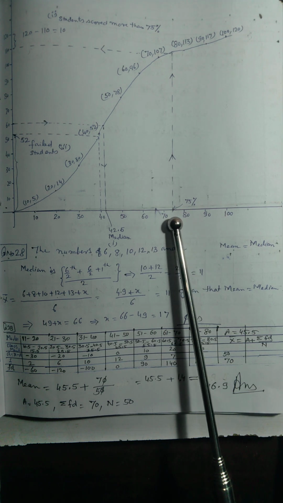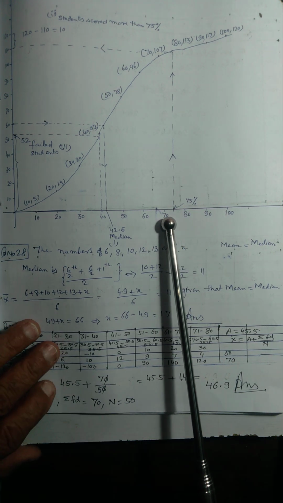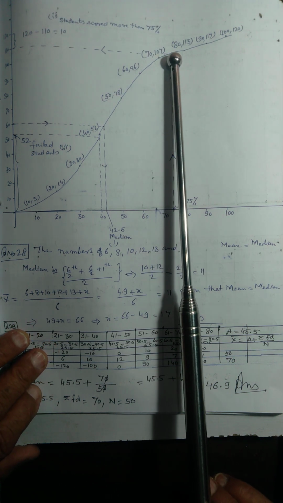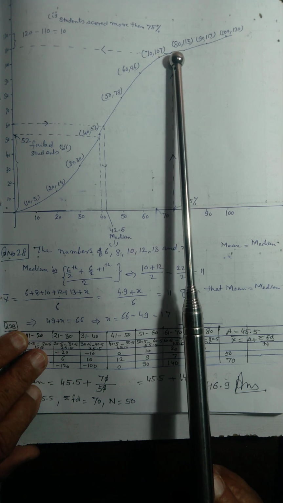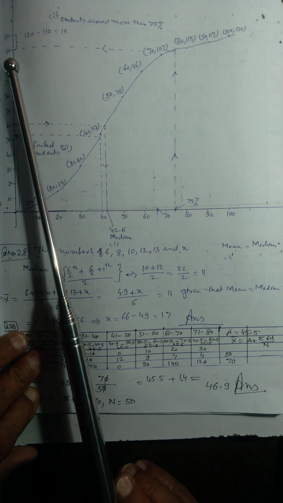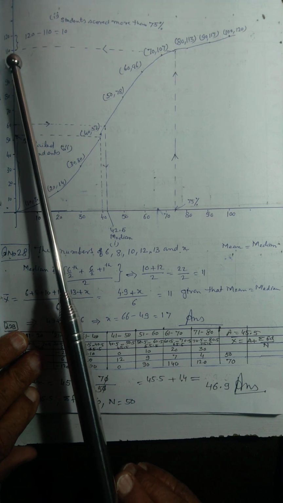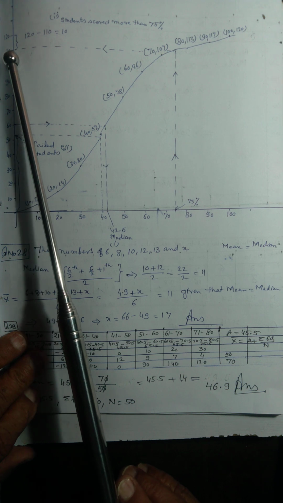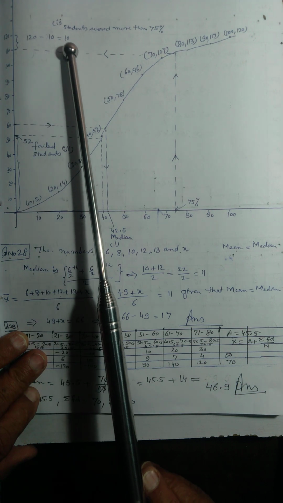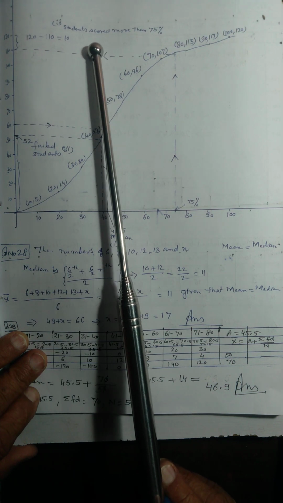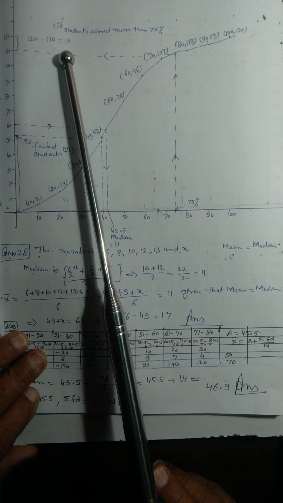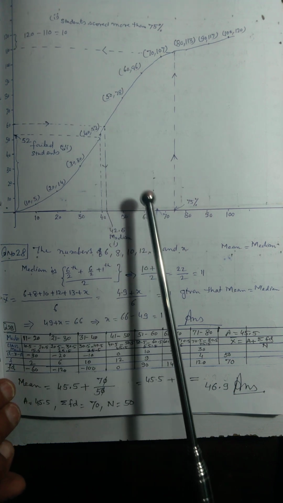So 75% marks is here. From this point you draw a line parallel to y-axis which intersects the ogive at this point. From this point you draw a line parallel to x-axis, which will intersect the y-axis at 110. So difference between 120 and 110, that is equal to 10. So the students who scored more than 75 marks are 10. This is the second part.